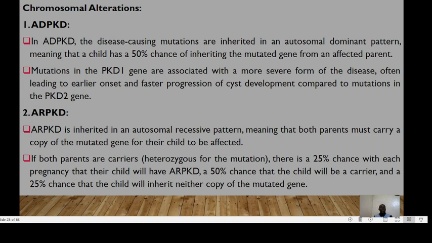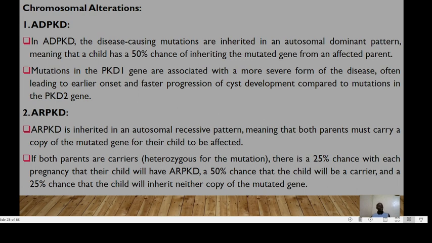What are the chromosomal alterations for polycystic kidney disease? As for the autosomal dominant, the disease-causing mutations are inherited in an autosomal dominant pattern, meaning that the child has a 50% chance of inheriting this mutated gene from the affected parent. Mutations in the PKD1 gene are associated with a more severe form of the disease, often leading to earlier onset and faster progression of cyst development compared to mutation in the PKD2 gene.